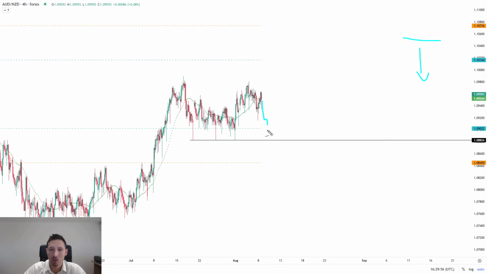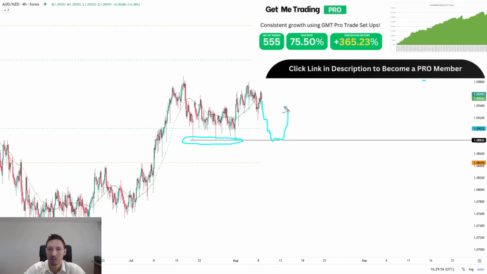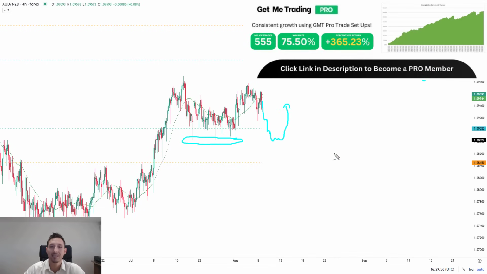If we get that, I'm going to be looking for a breach of the 1.0902. And here is a very well-defined daily support level at the 1.08826. We've already attempted over here to break it and failed. And I'd be looking once again for a failure below the 1.08826 for a 1 or 2 day reversal to the upside. So that's what I'm going to be looking at next week.